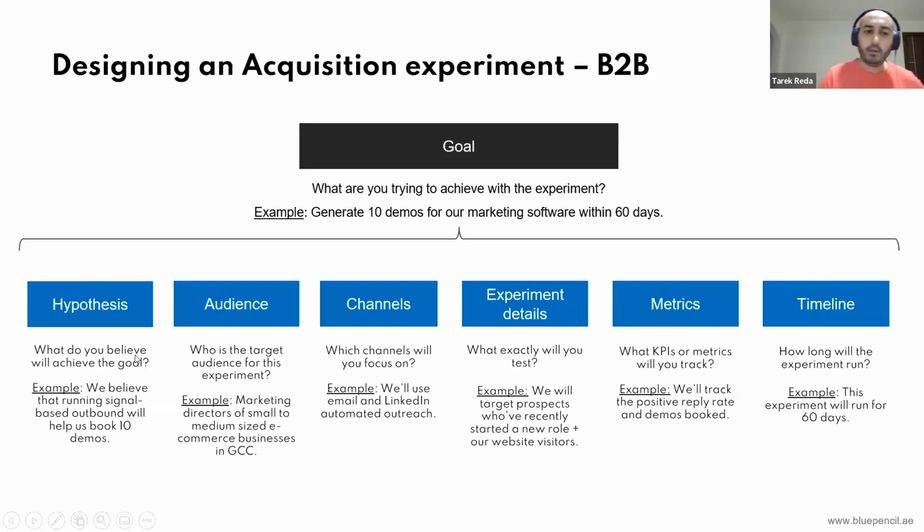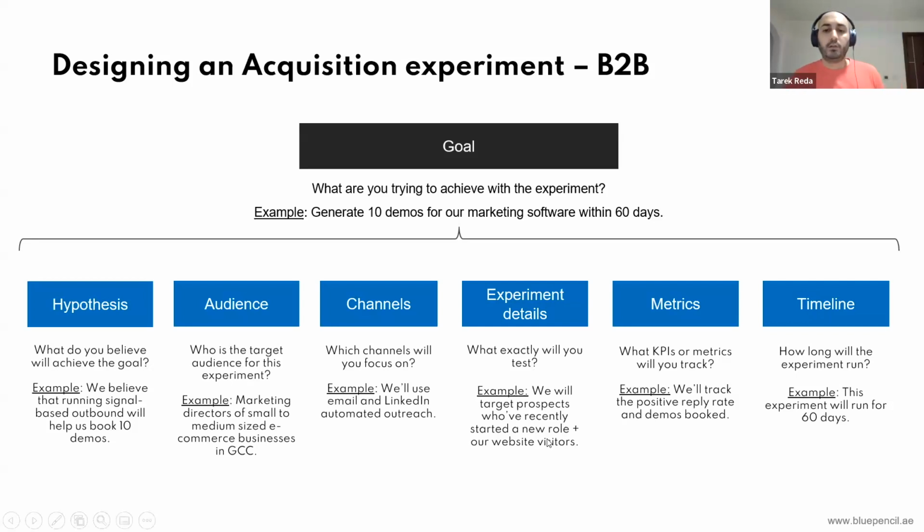So the hypothesis is the following: that we believe that running signal-based outbound will help us book, let's say, 10 demos during that period. That's the hypothesis. The audience here is marketing directors of small to medium-sized e-commerce businesses in GCC. The channels we're going to be using are LinkedIn and email to run automated outreach campaigns on both channels.